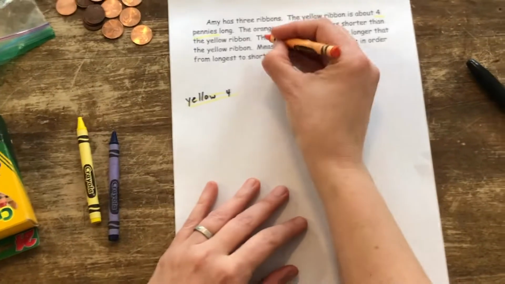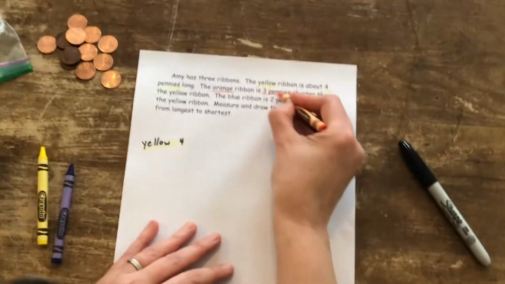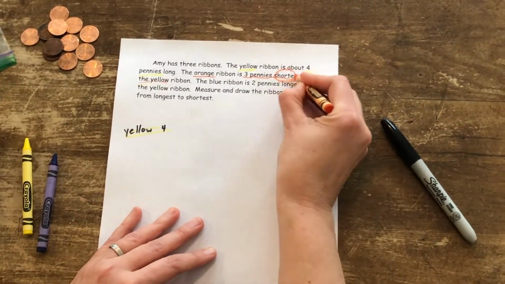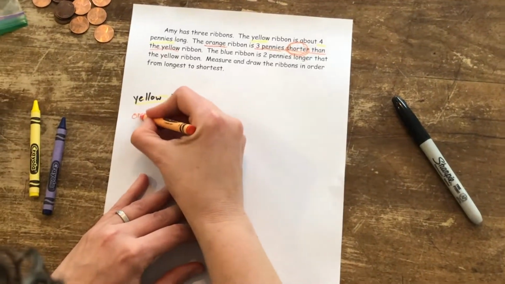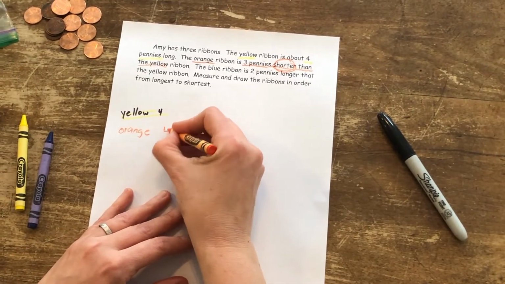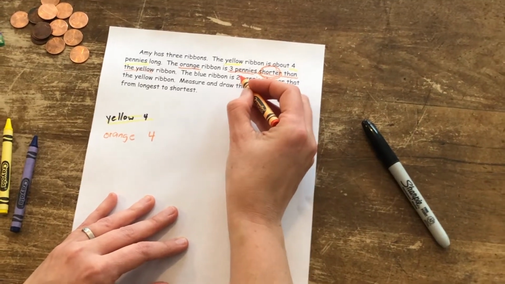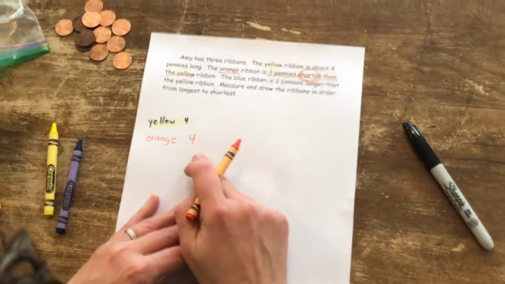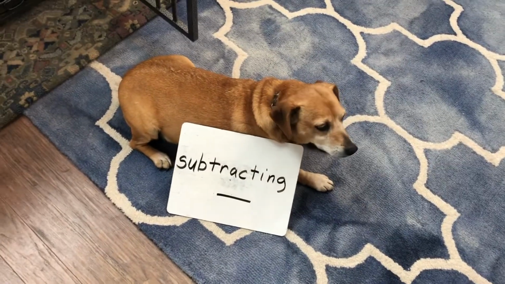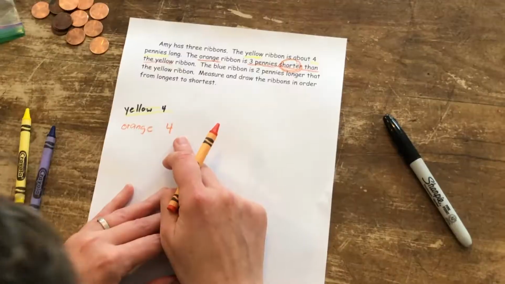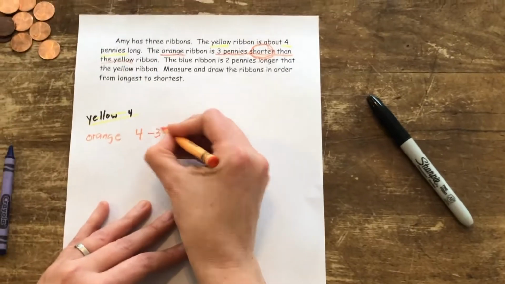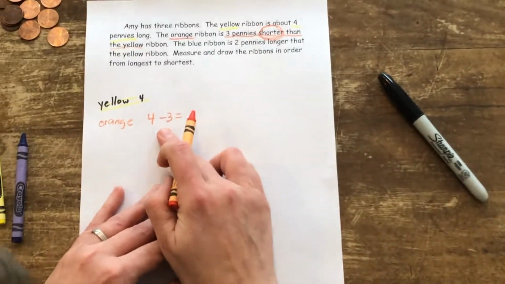The orange ribbon is 3 pennies shorter than the yellow ribbon. So orange is yellow, yellow's 4, and it's 3 pennies shorter. If it's 3 pennies shorter, am I adding or subtracting? Penny, if it's shorter, am I adding or subtracting? Correct, I am subtracting. So we've got to do 4 minus 3 to get our answer for how long the orange ribbon's going to be.